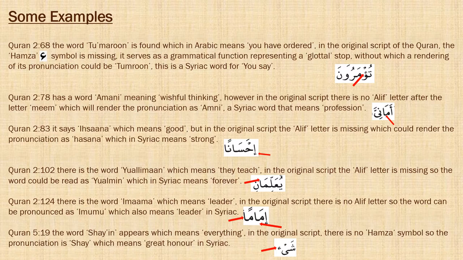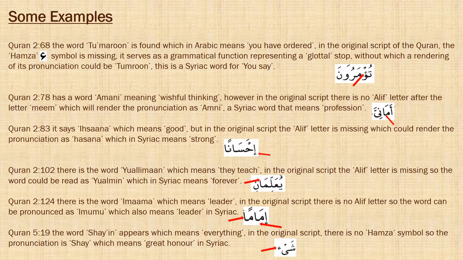In Quran 2:102, there is the word yu'alliman, which means they teach. In the original script, the alif letter is missing, indicated here by a red arrow, so the word could be read as yulmin, which in Syriac means forever. In Quran 2:124, there is the word imama, which means leader. In the original script, there is no alif letter, indicated here by red arrows, so the word could be pronounced as imamu, which also means leader in Syriac.